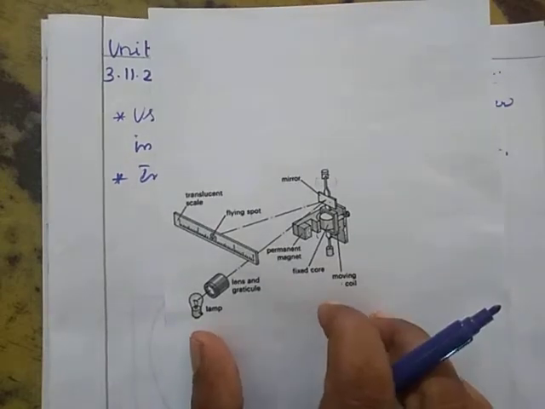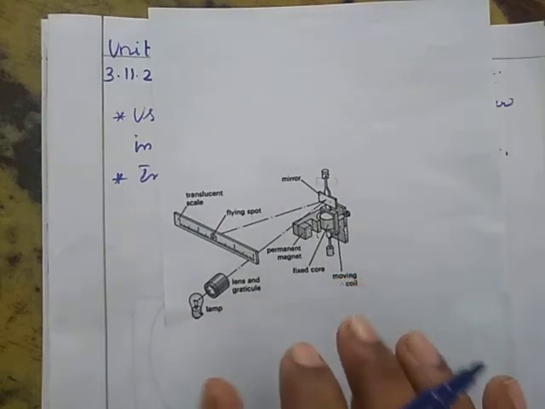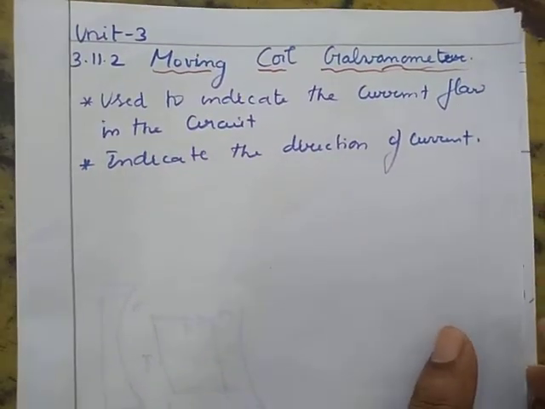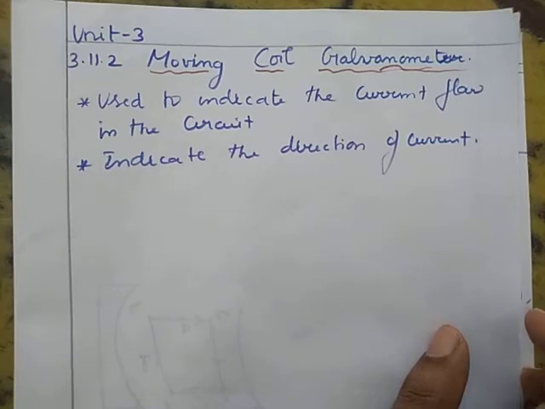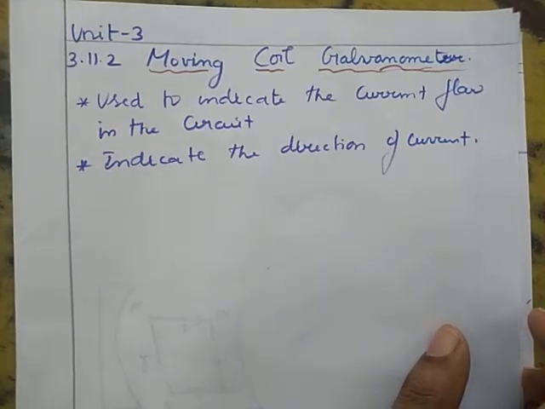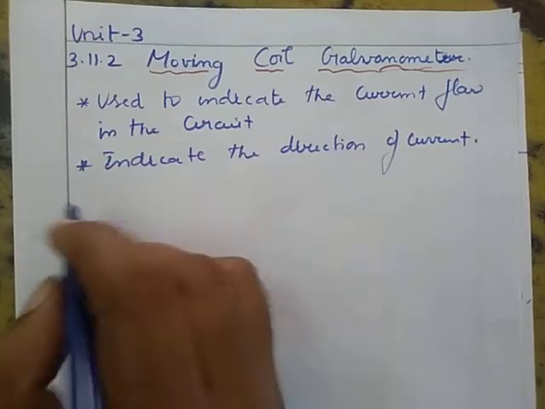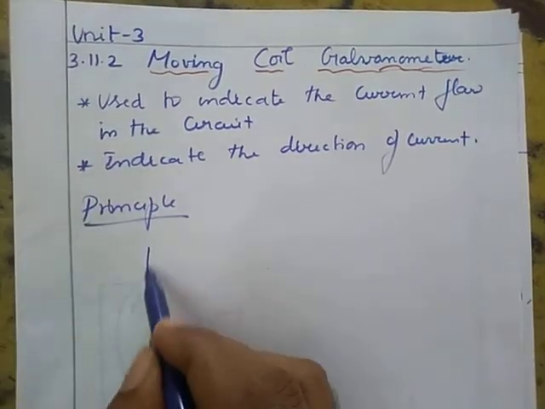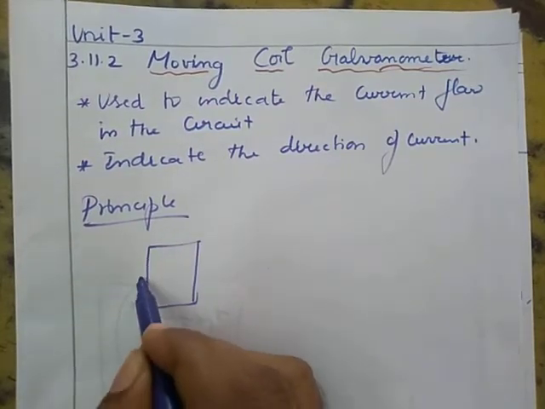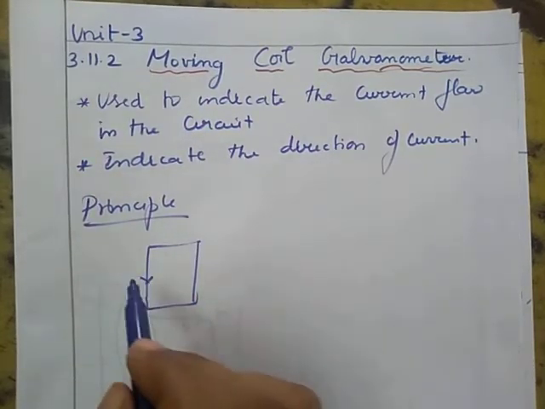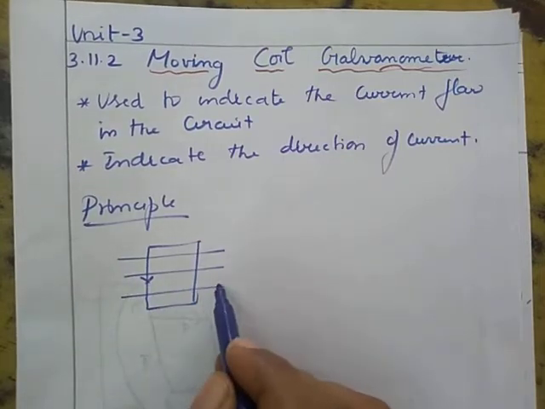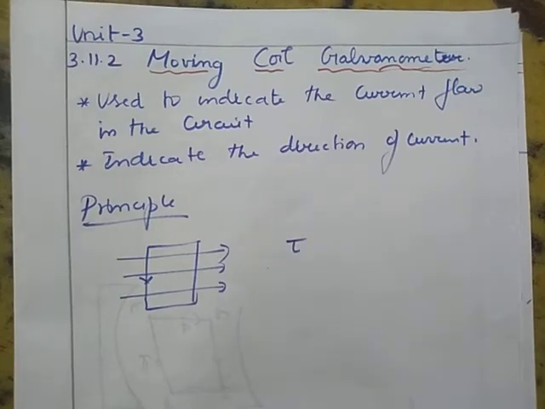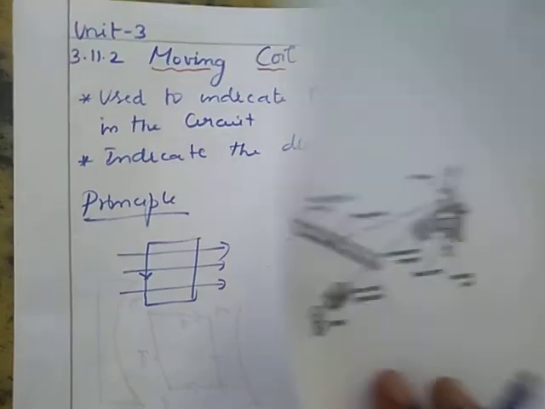Here let me see the principle at which it works. We know in our previous video we learnt about the torque experienced by the current loop that is placed in a magnetic field. That is the principle of this device. In a current carrying loop, this rectangular loop that is placed in a uniform magnetic field, it experiences a torque. This is the principle of this device. Let me see the construction of this device.